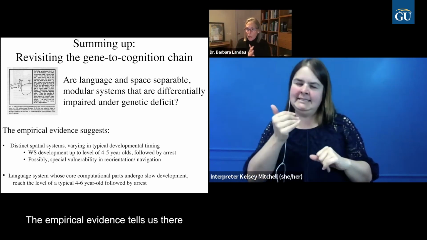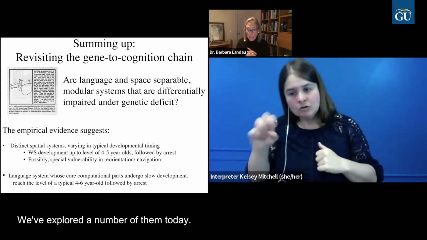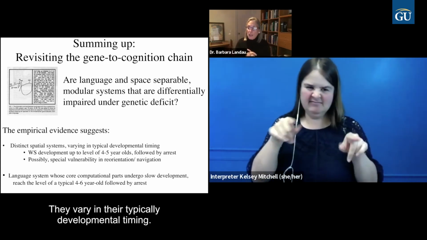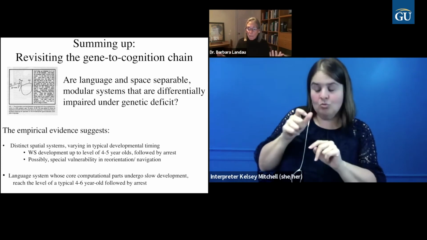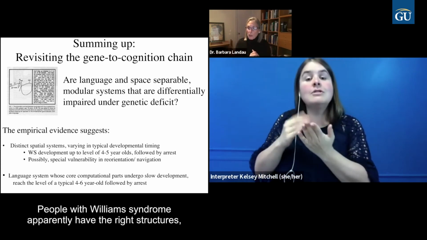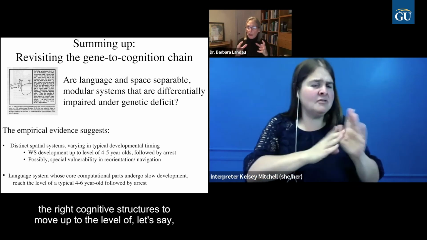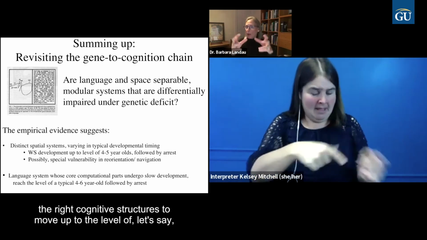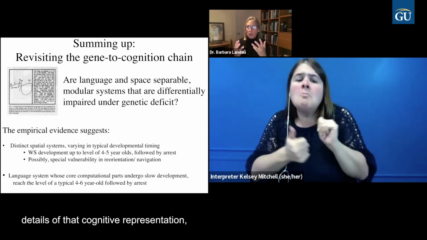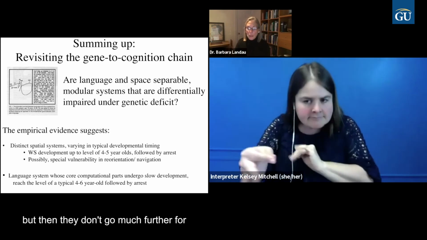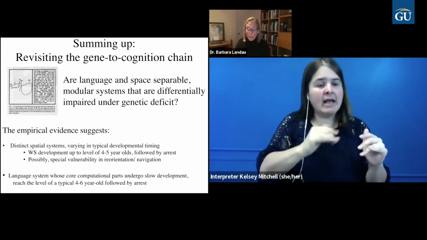The empirical evidence tells us there are quite different spatial systems. We've explored a number of them today. They vary in their typical developmental timing. Some are early emerging, some are late emerging. People with Williams syndrome apparently have the right cognitive structures to move up to the level of, let's say, a 4 to 6 year old, observing all of the internal details of that cognitive representation, but then they don't go much further for the things that we've looked at.